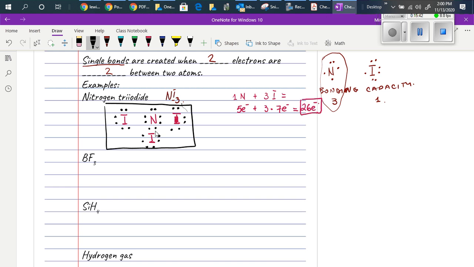So as you see now, the Lewis dot diagram for nitrogen triiodide is something like this. And each of the outer atoms is sharing electrons with the central atom as two pairs of electrons. So this is forming what is known as a single bond. This one here. This pair of electrons here is the single bond.